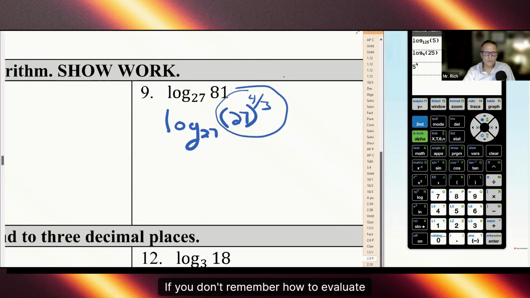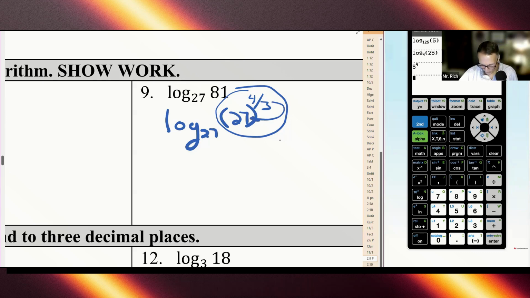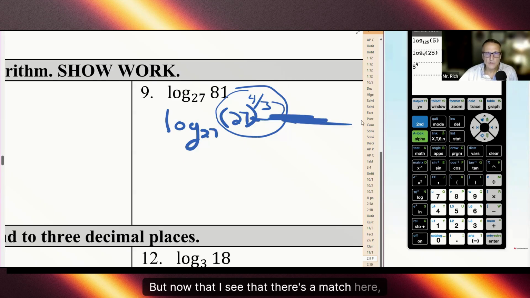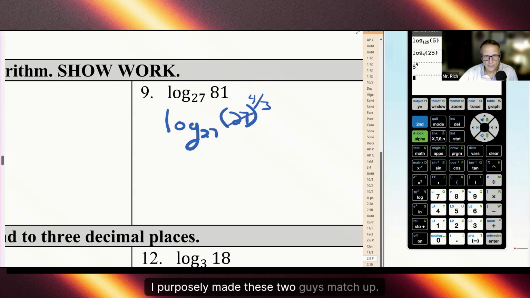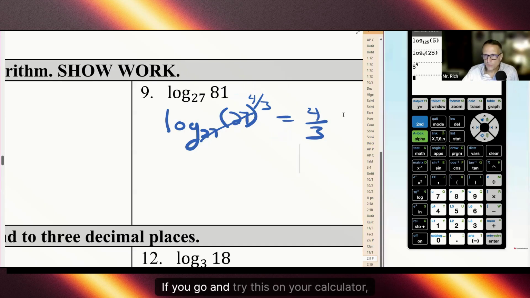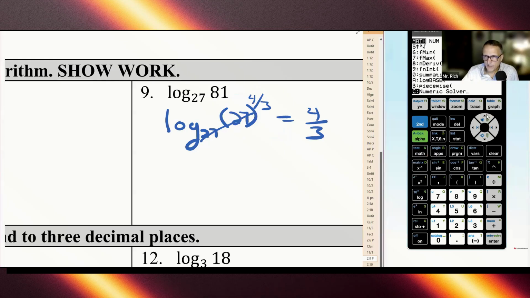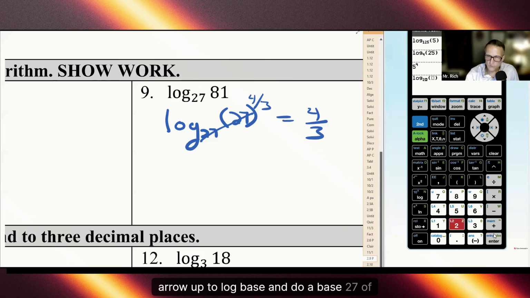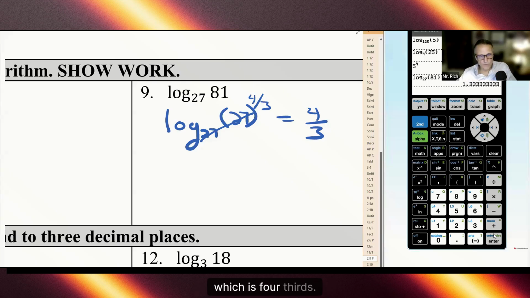If you don't remember how to evaluate fractional exponents, you've got to remember that the denominator is a root, and then the numerator is going to be the exponent that you would apply to the root. So here you take the 3rd root of 27, which is 3, then 3 to the 4th is 81. But now that I see that there's a match here, I purposely made these two match up. I know that the answer here is 4/3. If you try this on your calculator, go to math, arrow up to log base, and do base 27 of 81, we'll probably get 1.333, which is 4/3.